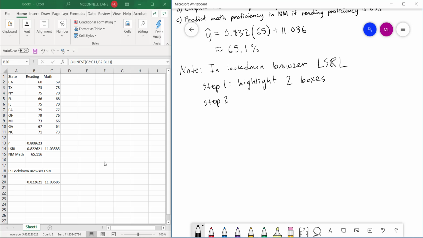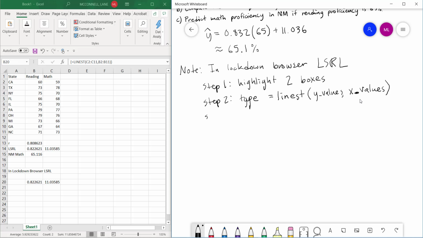Step 2, type in equals linest, parentheses, whatever your y values are, comma, whatever your x values are. So again, these are just placeholders for where you put the entries, and close your parentheses. This is just a placeholder for the list of column entries where the x and y values are.